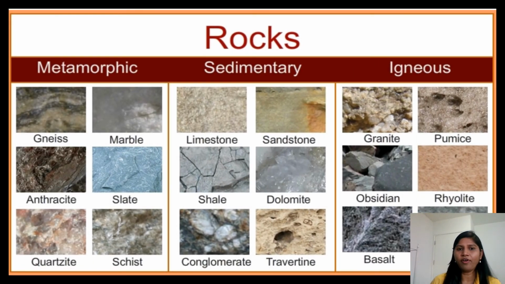There's a list of different kinds of rock under each type of rock. First we will have a look at the different types of rocks and go through their names. Metamorphic rocks: gneiss, marble, anthracite, slate, quartzite, schist. Sedimentary rocks: limestone, sandstone, shale, dolomite, conglomerate, travertine. Igneous rocks: granite, pumice, obsidian, rhyolite, basalt, andesite. So these are a few of the different kinds of rocks.